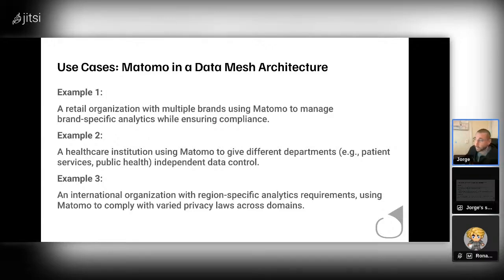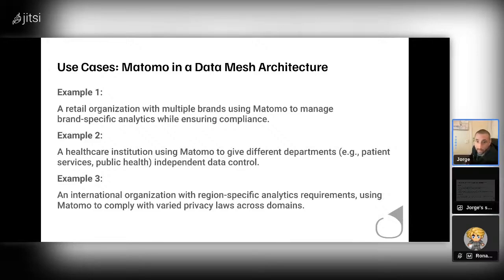If we imagine a retail organization that owns several brands, each with its own identity and target market, using Matomo, this organization can set up independent analytics environments for each brand, enabling brand managers to track data that's specific to their customer base, such as seasonal purchasing trends or marketing campaign performance. At the same time, Matomo privacy features allow the company to comply with regulatory requirements across all brands, ensuring data is collected, stored, and managed in compliance with relevant laws.